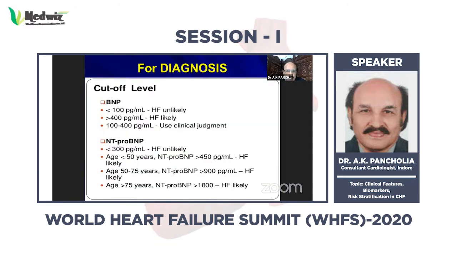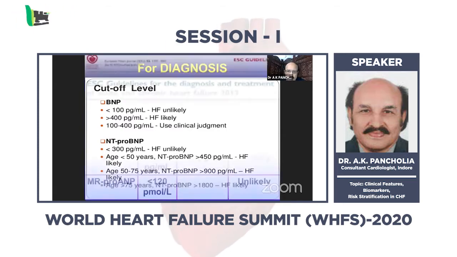Now for the diagnosis, the cutoff level for BNP: if less than 100 picogram per ml, heart failure is unlikely. And if it is more than 400, then heart failure is likely, but there is a gray zone of 100 to 400 where you have to apply clinical judgment or echocardiographic evaluation. NT-proBNP less than 300, heart failure unlikely, and if it is more than 450 at the age less than 50, heart failure is likely. If it is more than 900 at the age of 50 to 75, then it is more likely, and at age more than 75, the value goes up to 1,800.